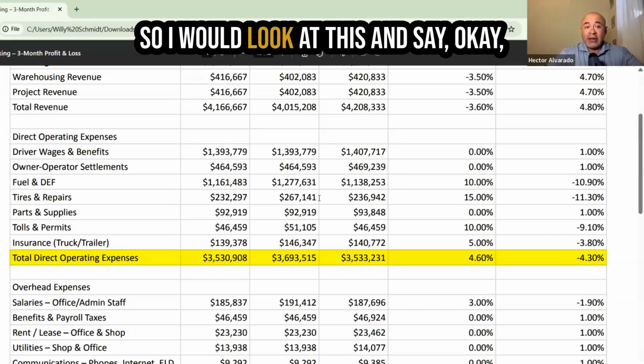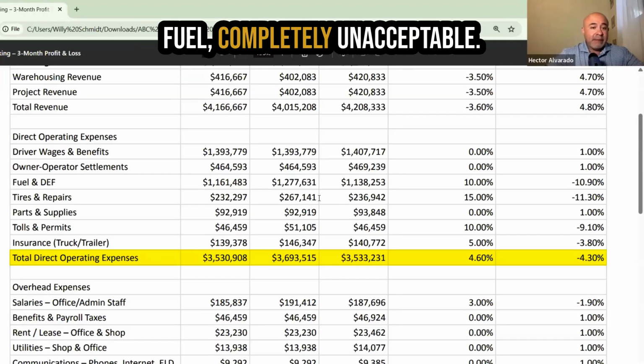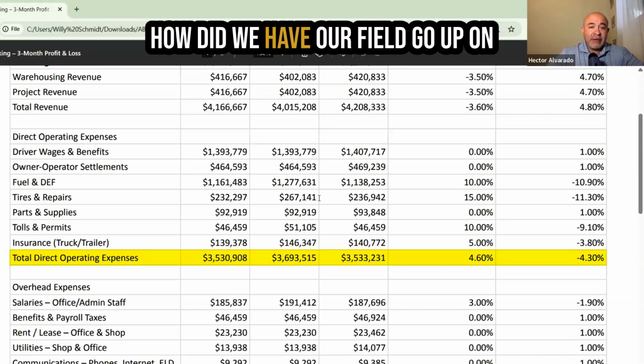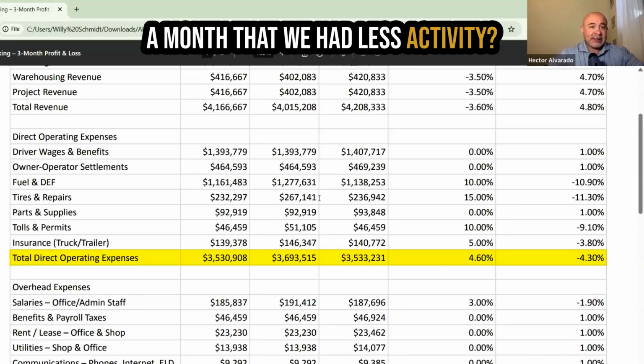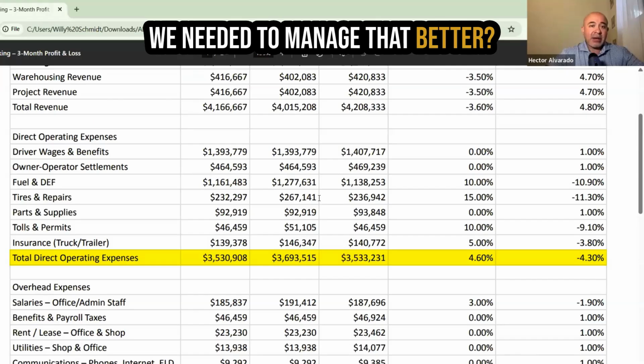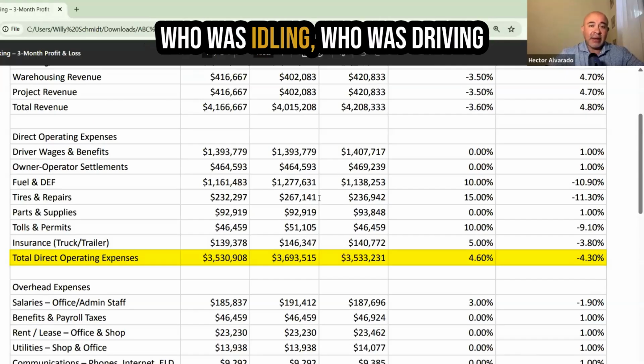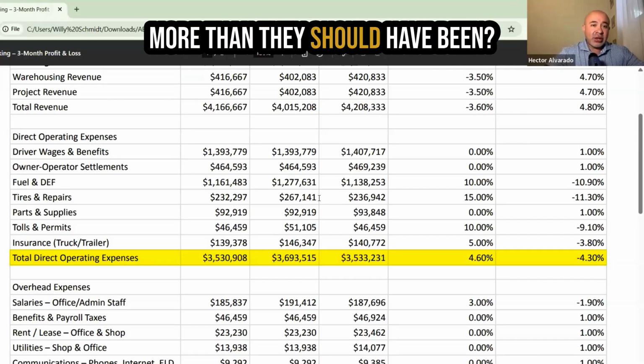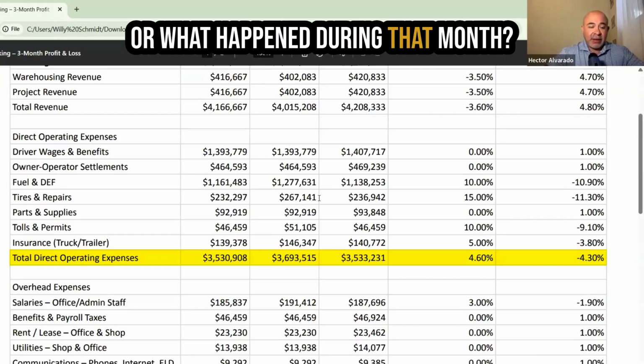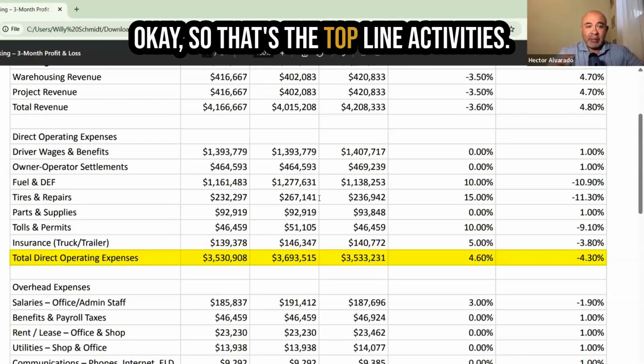So I would look at this and say, okay, fuel, completely unacceptable. How did we have our fuel go up on a month where we had less activity? We needed to manage that better. Let's go find out what happened. Who was idling? Who was driving more than they should have been? Or what happened during that month? Okay. So that's the top line activities.